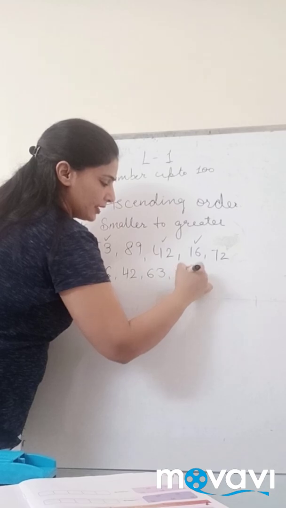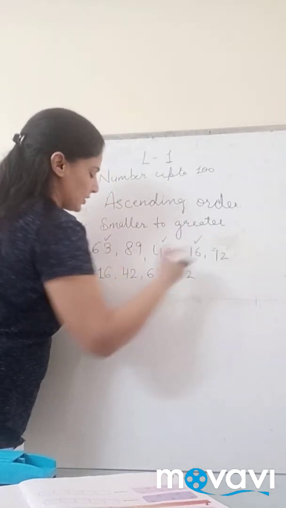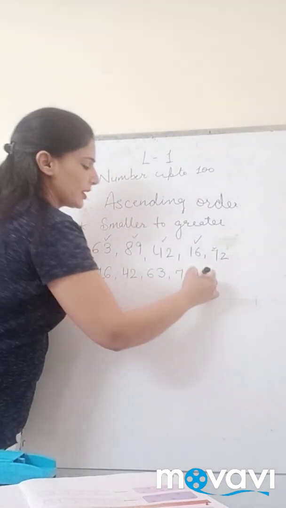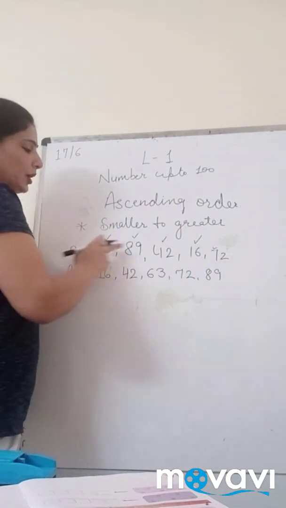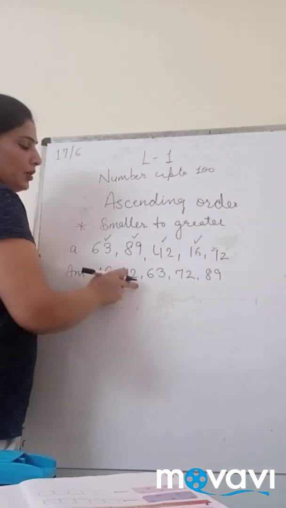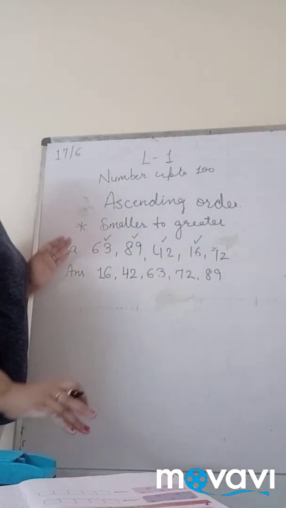Yes, I will write 72 here. Then I will put a tick on 72. Then the last number is 89, so I will write 89 here. Again I will count the numbers: 1, 2, 3, 4, 5. Now my question is solved.